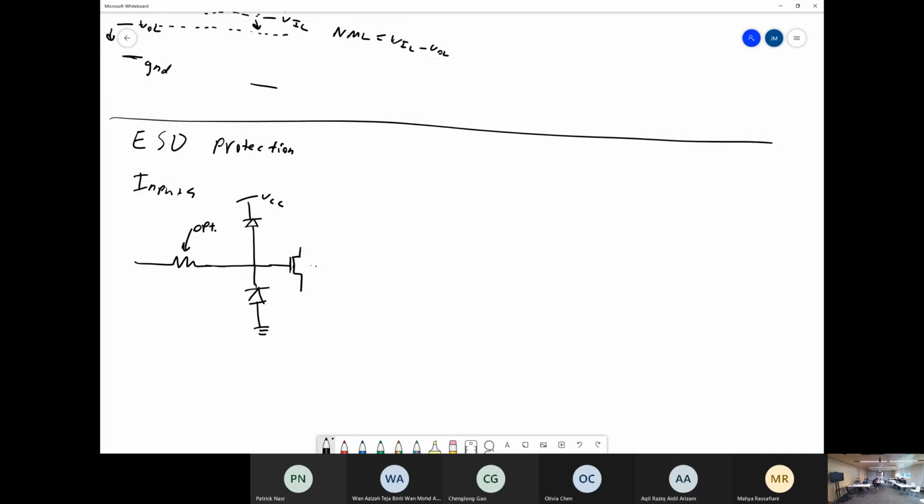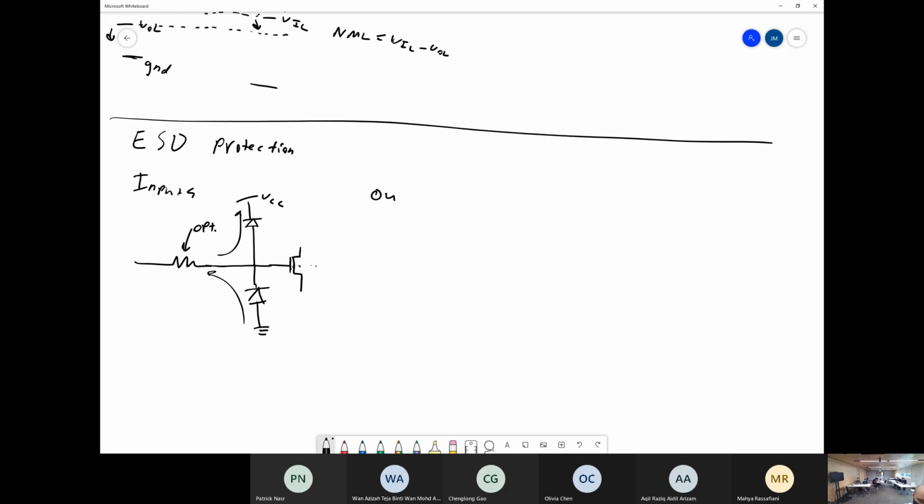So what this does is it protects you if you exceed VCC. Say you get a 1,000 volt spike. It doesn't damage this oxide. The energy will go up into the VCC rail. Conversely, if you go negative, it'll flow that way, flow of charge that way, forward biased. So that's for your inputs.